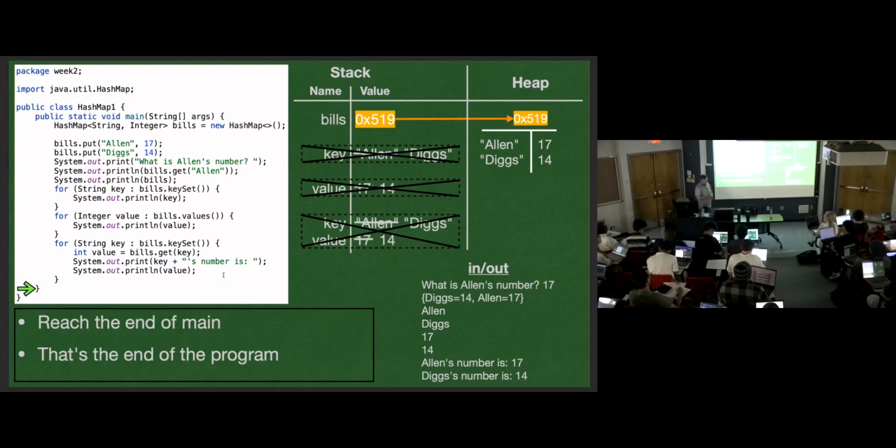Okay, any questions on array lists or hash maps? Are any of these data structures immutable? Not the ones we're using, not array list or hash map.